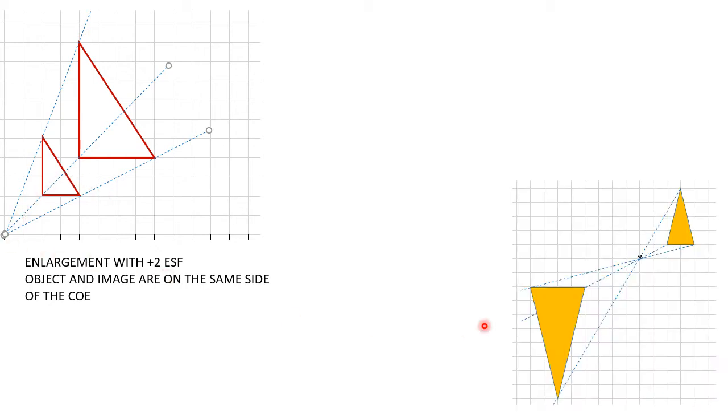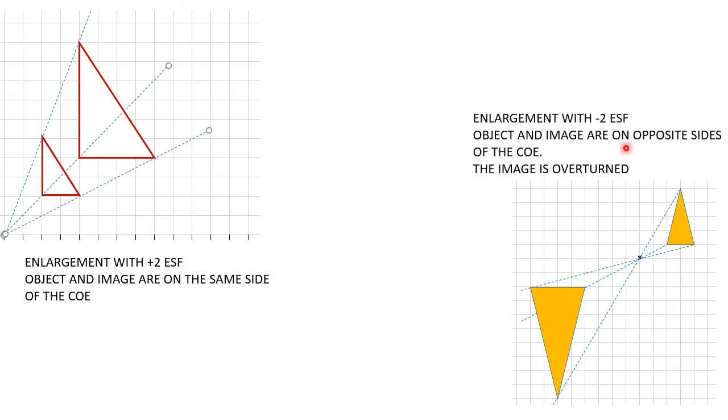Maybe another case is where we have this second diagram here. We have this smaller figure, which is a smaller triangle, which has been enlarged, and we get this other one here. Now in this case, the enlargement scale factor is negative 2. The object and the image are on opposite sides of the center of enlargement. Again, the image is an overturned version of the object. What else do we know? The image is twice as far and also twice as big. This is very similar to our previous case, although in this case the object and image are on opposite sides of the center of enlargement.